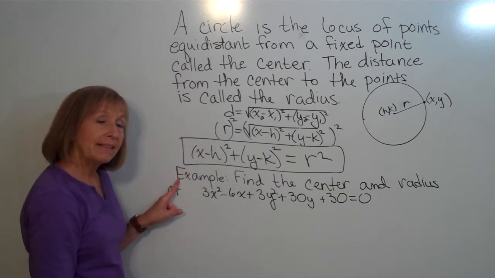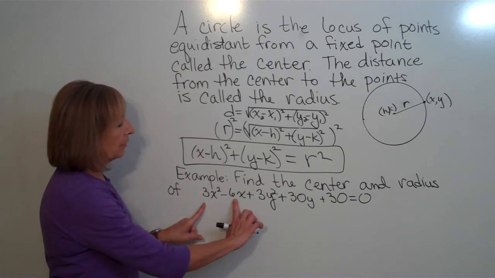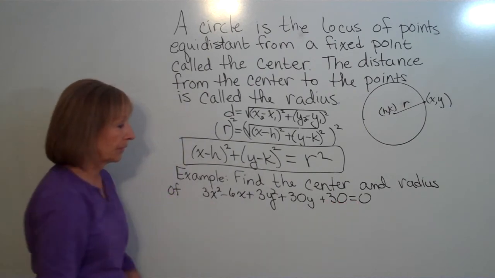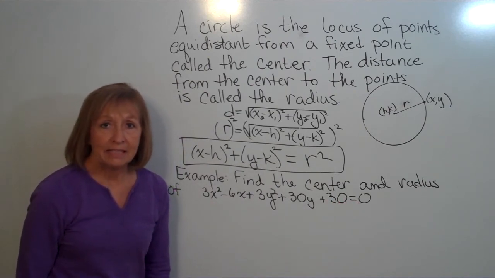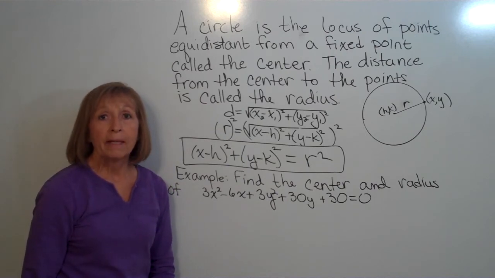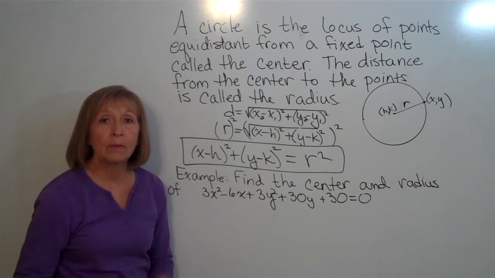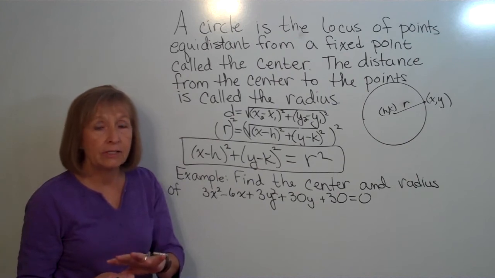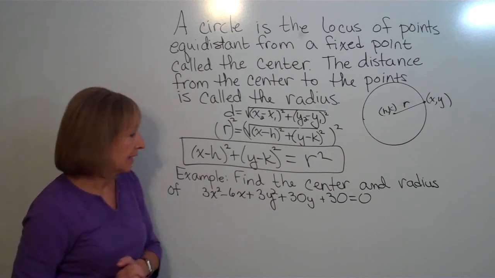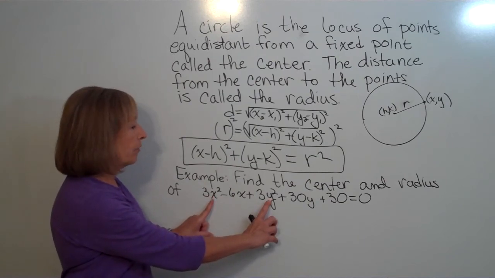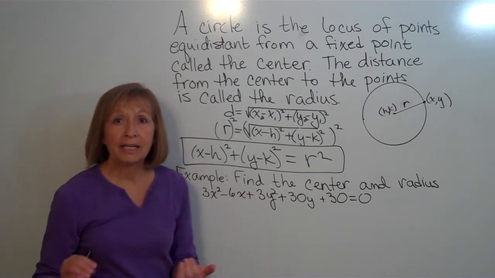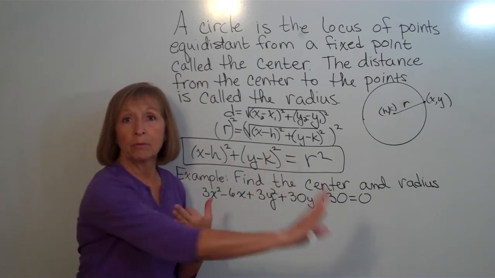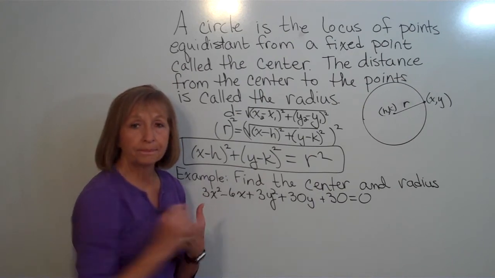Here it says, find the center and radius of 3x squared minus 6x plus 3y squared plus 30y plus 30 is equal to 0. Now, when you're looking at the equations that you could get for conic sections, if I don't have a degenerate case, and it's not one that has been rotated, so it doesn't have an xy term in it, then when I have both variables squared, I'm either going to have an ellipse or a circle or a hyperbola. Remember with the parabola, one letter is squared and the other one's not squared.